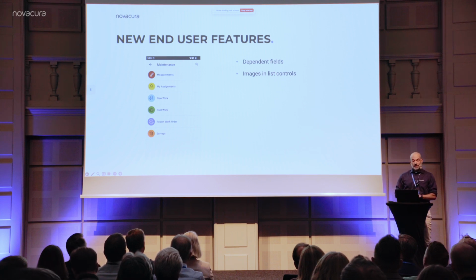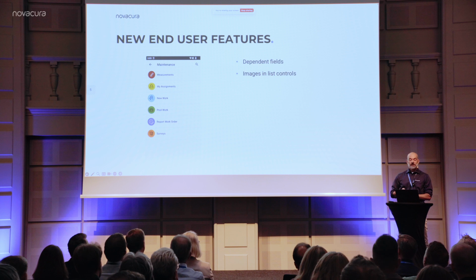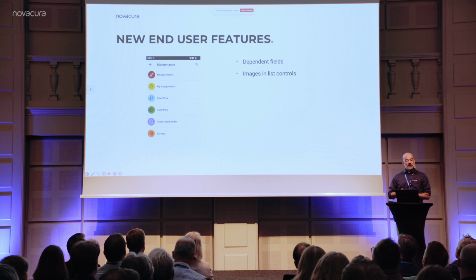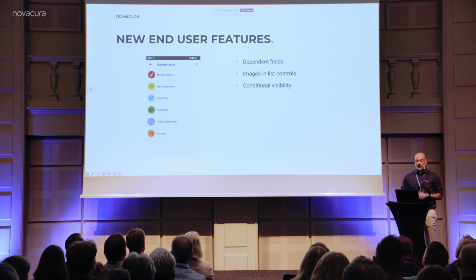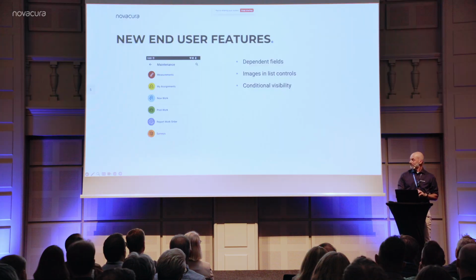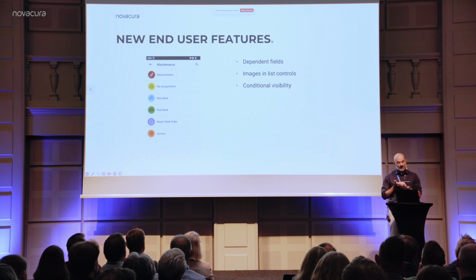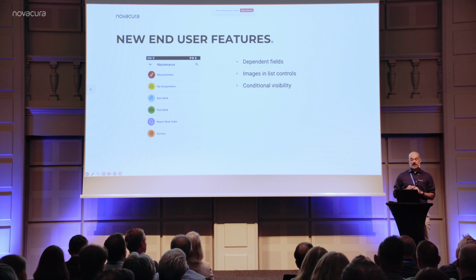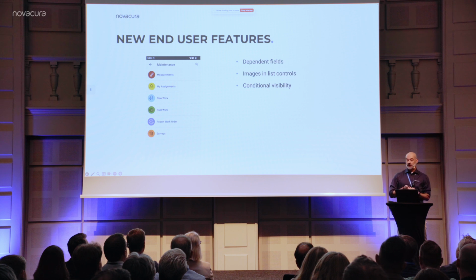Images in list controls. You can now add images for each item in a list control, making it more visually appealing and easier to use. Conditional visibility. You can set conditions on controls in a user step to determine whether they should be visible. This simplifies dynamic UI adjustments without needing to duplicate each user step and customize the copies.